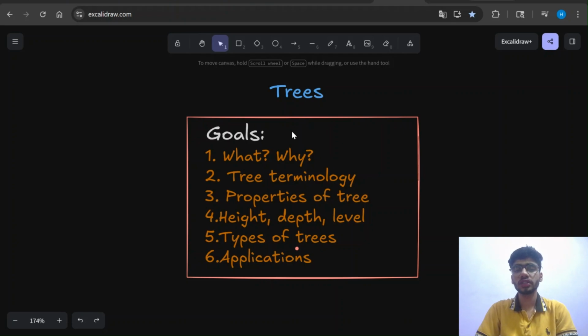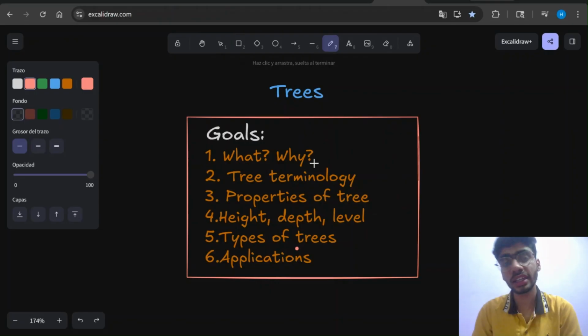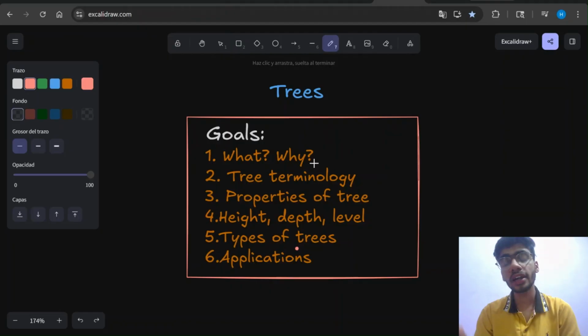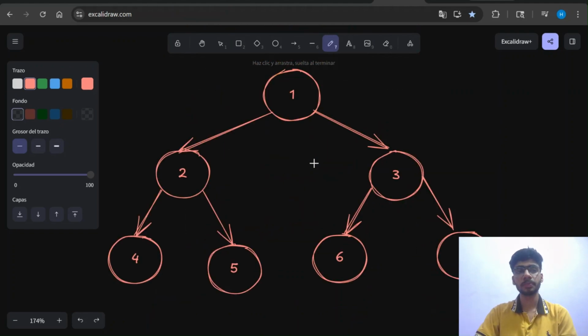So in today's video we see the first three goals, and in the next part of the trees basic video we see the other three goals. So first of all, what is a tree data structure? A tree is a hierarchical data structure, not linear. It is a hierarchical data structure where data is stored in the form of child and parent. So let's understand more with an example.